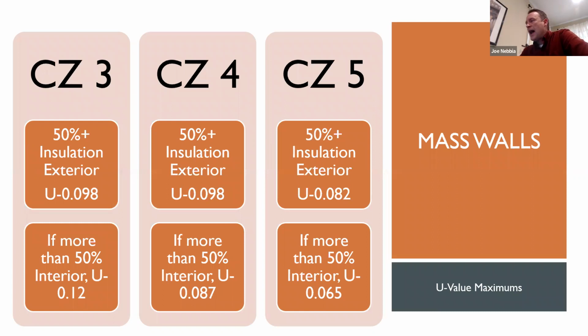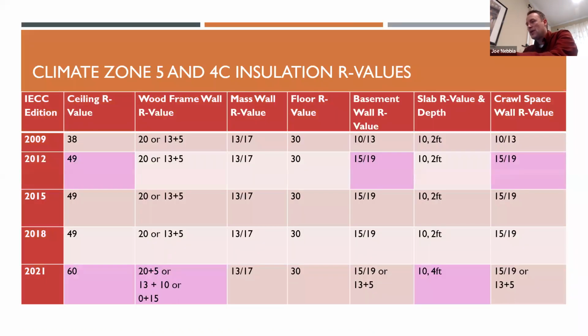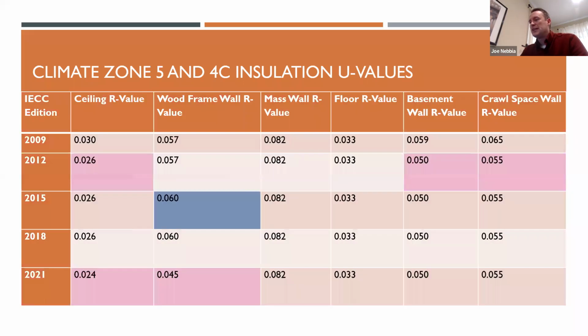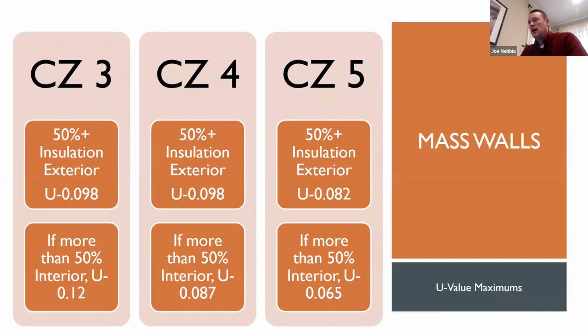A couple of things on mass walls. We talked about them briefly. Climate zone 3, 4, and 5 all have different U factors if more of the insulation is to the interior. So you see up here, we have that 13-17 split, for example, in climate zone 5. The 13 is what you're seeing here for a 0.082 U factor. But the code has in a footnote the U factor you're supposed to use in a situation where you have more of the insulation on the inside.